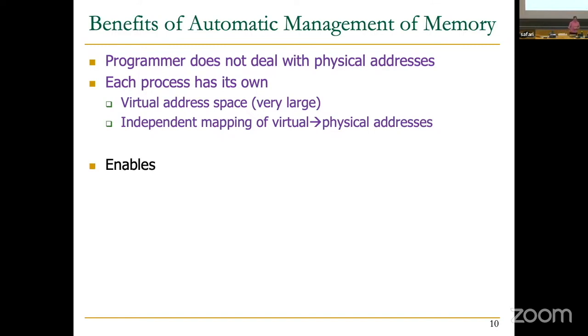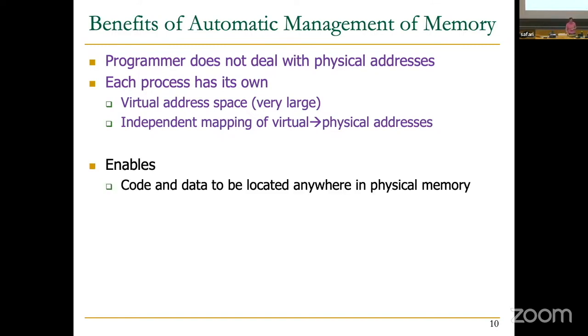So virtual memory, or this automatic management of memory, enables multiple things. It enables code and data to be located anywhere in physical memory because you have this indirection, right? This will become a little more clear. Basically, you can have relocation and flexible location of data and code.